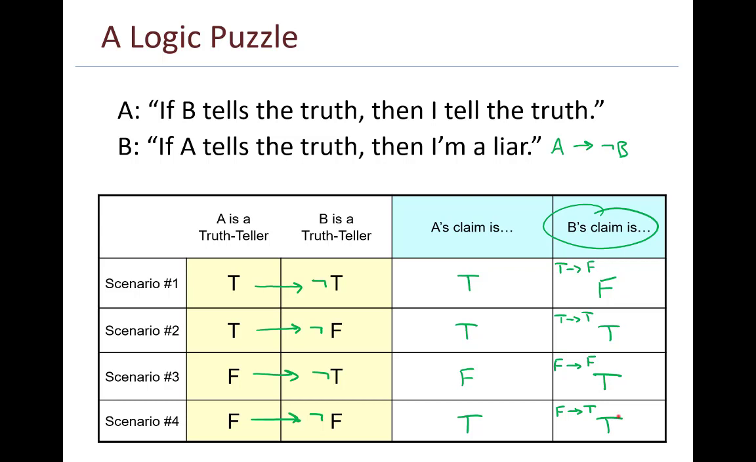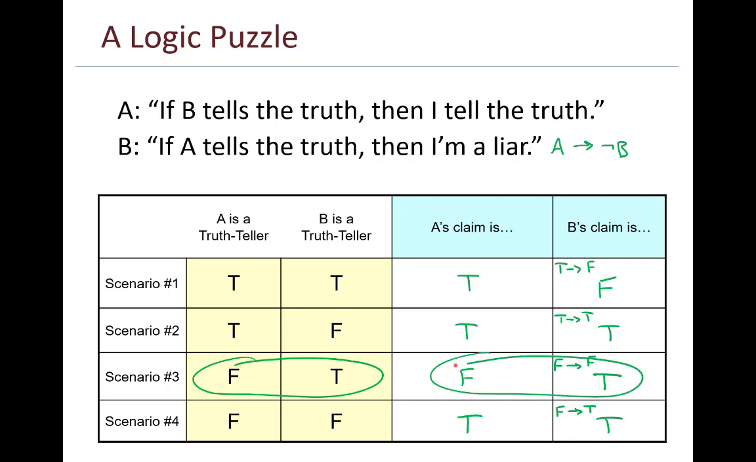Okay? At this point, where do the characters of A and B match with the claims of A and B? And it looks like there is one row. Scenario 3. So it has to be the case that A is a liar and B is a truth teller. And you can take a look at those two claims on the top and just sort of convince yourself that yes, indeed, that is the scenario that actually works for these two people.